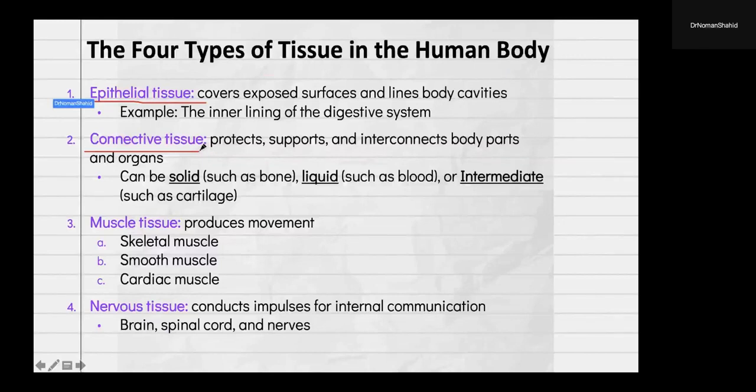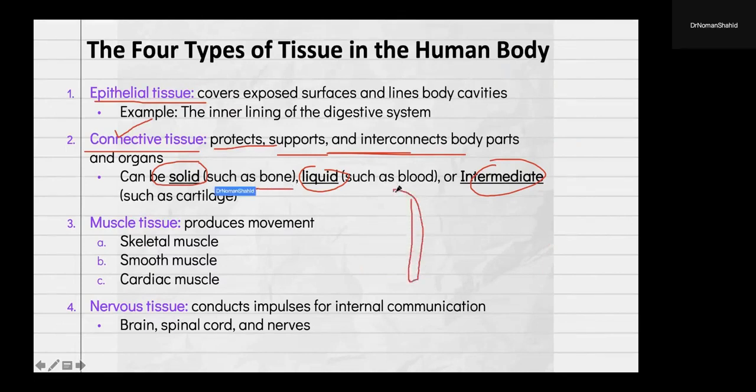Now the connective tissue, as the name says, connects the tissues. What it does is it protects, it supports, and it interconnects. Cartilage too. It supports, protects, and interconnects the body parts. For example, it can be solid, liquid, or intermediate in nature. For example, bone. We have a femur bone.